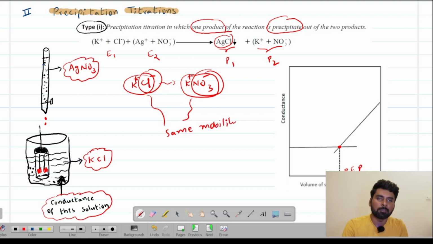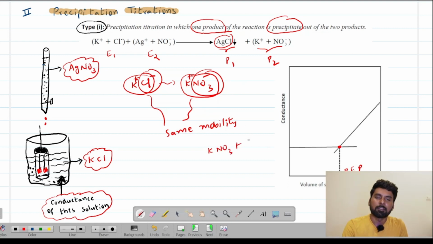If both of them have the same mobility, and they are replacing each other, can it change the conductance? No. Mobility is not changing, so conductance will be almost the same. But after the endpoint, conductance started increasing. What is the reason? Once the endpoint is over, enough KNO3 has already formed.